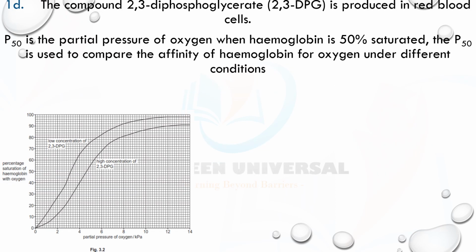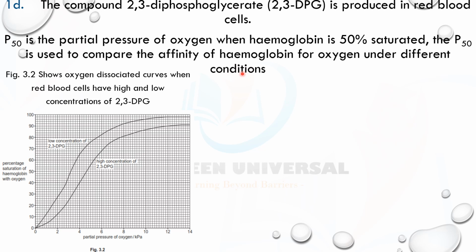All right, next question. The compound 2,3-diphosphoglycerate, 2,3-DPG, is produced in red blood cells. P50 is the partial pressure of oxygen when hemoglobin is 50% saturated. The P50 is used to compare the affinity of hemoglobin for oxygen under different conditions.